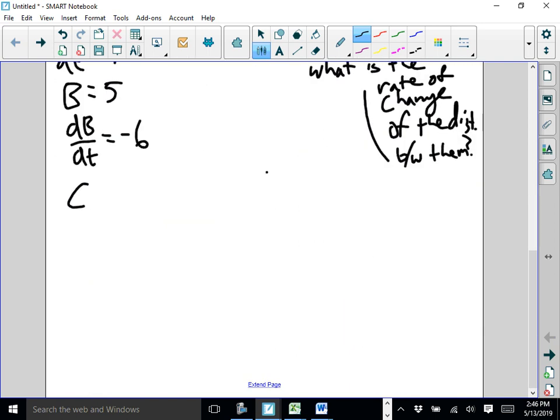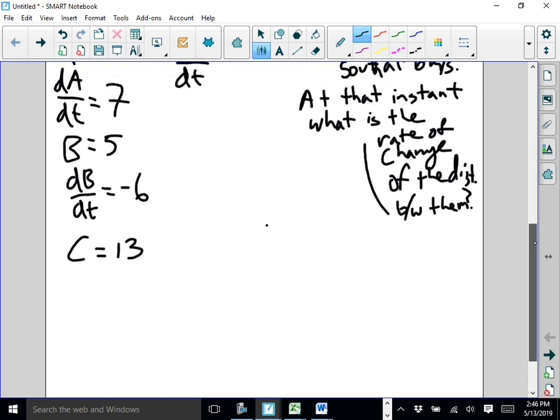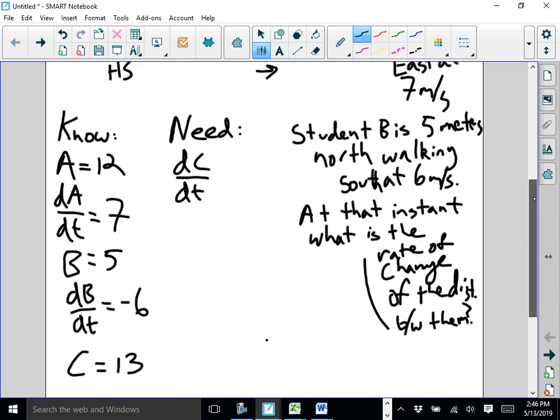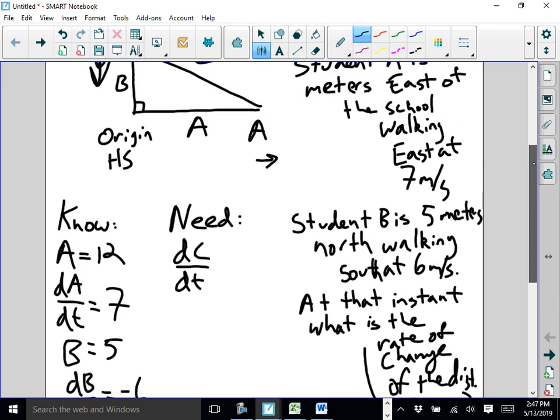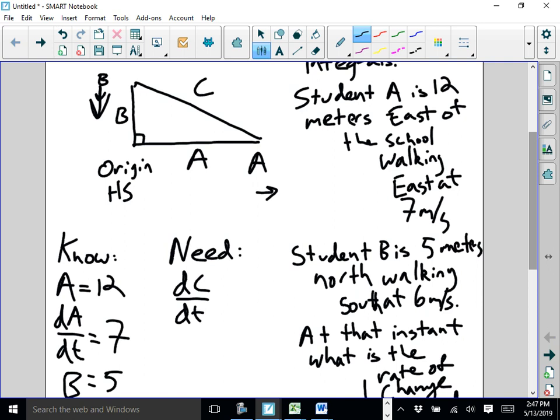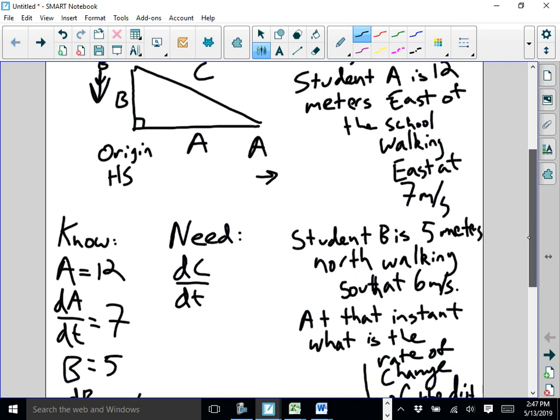Now if I don't find that right then and there, that's okay. It's going to come up as an unknown that we're going to have to solve for later. But it helps to anticipate that ahead of time. Okay, after my know and after my need, I have to get an equation that relates the three.